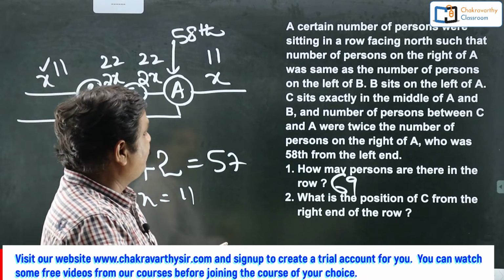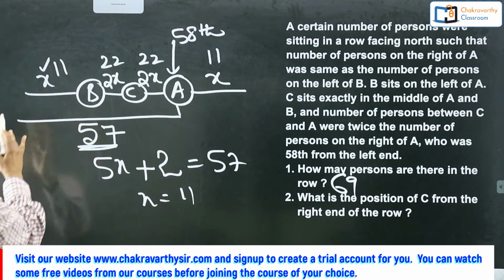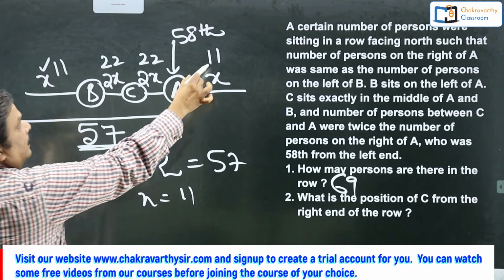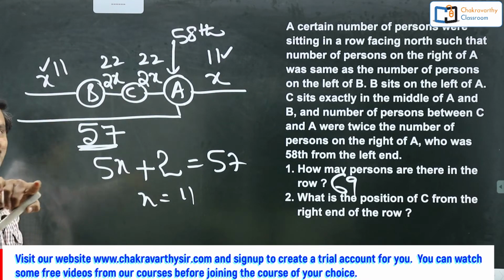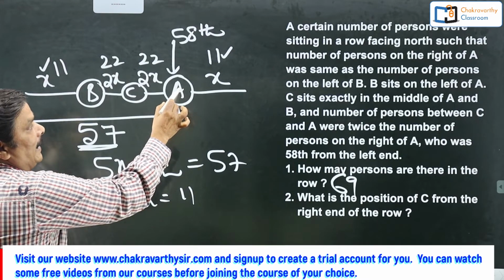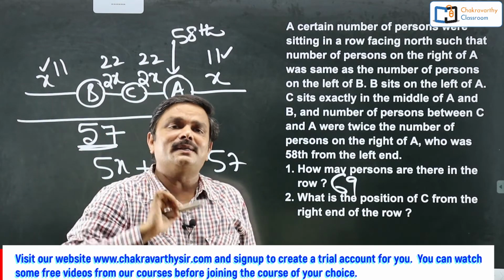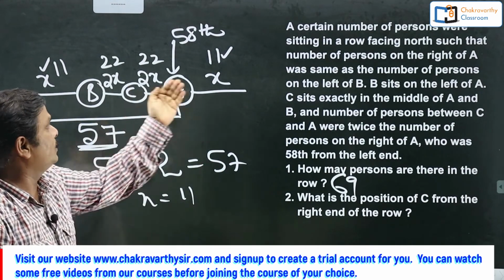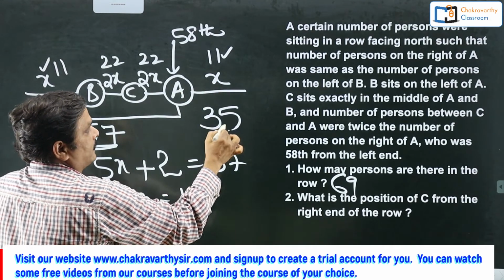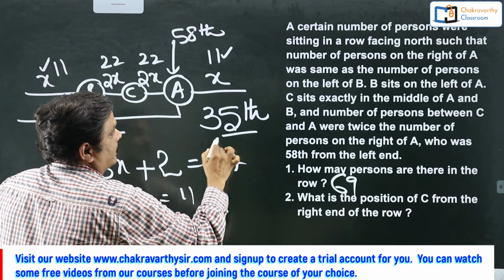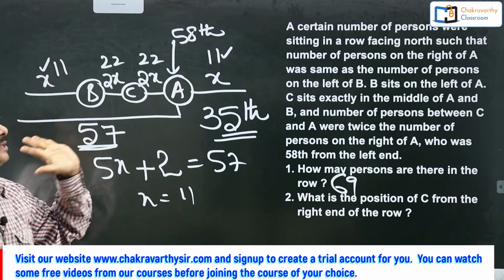What is the position of C from the right end of the row? C is here, and the right end of the row. So after C, how many persons are there here? These 11 persons are there, plus these 22 are there. 11 plus 22, that is 33, and A is 34. That means after C, 34 persons are there. Now what is C's position from the right end? 34 persons are there, so his place is 35th from the right. As simple as this one. Have you got the clarity on this one, students? Two simple questions I have explained to you.